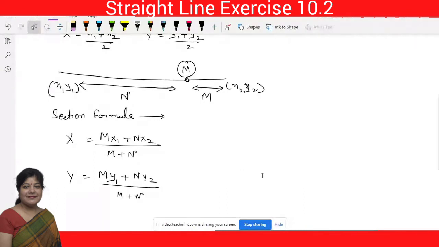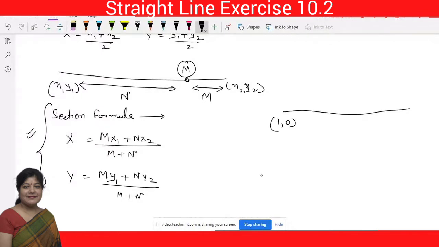Okay, now this question is based on this pattern. So now in our question, the points are (1, 0) and (2, 3), and the ratio is 1 is to n. Understood? Yes, ma'am. So this is the point dividing the line, and we have to find the coordinates of this point.